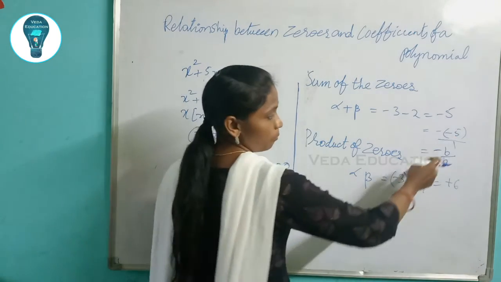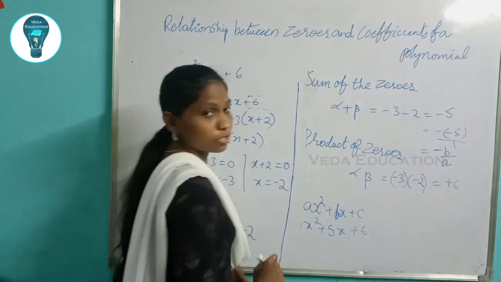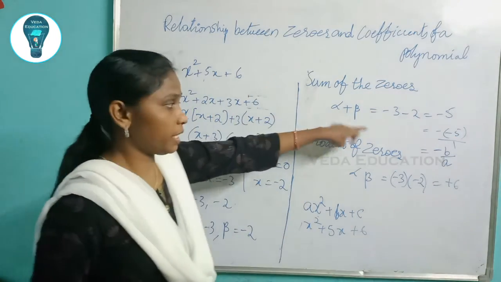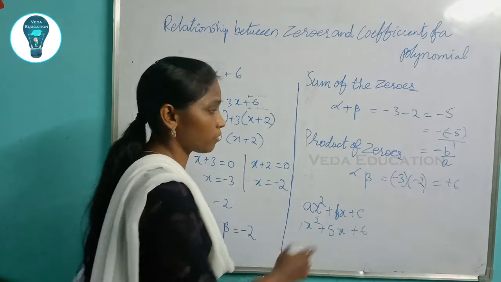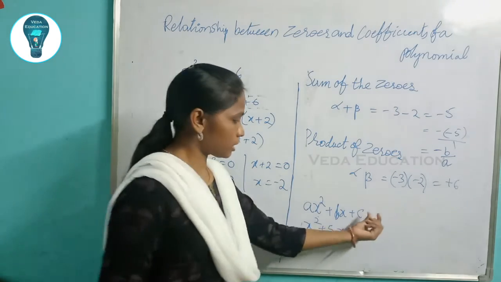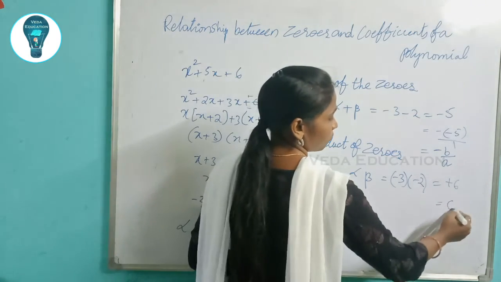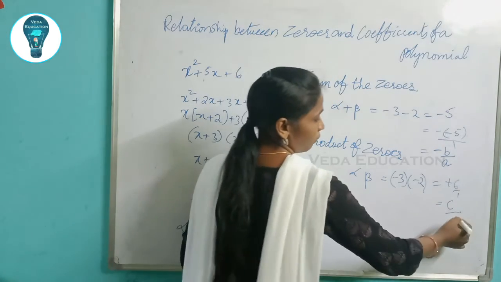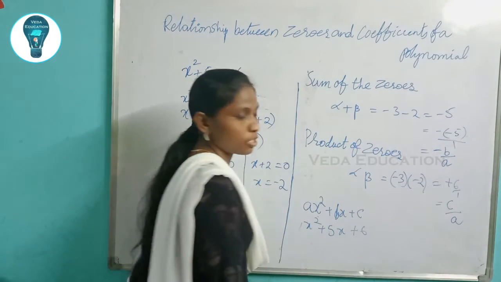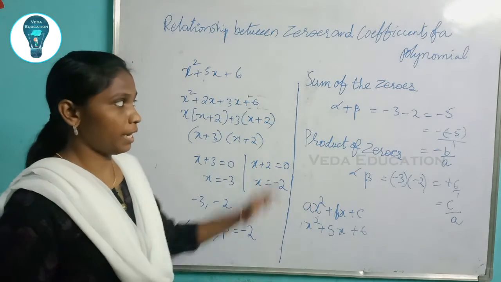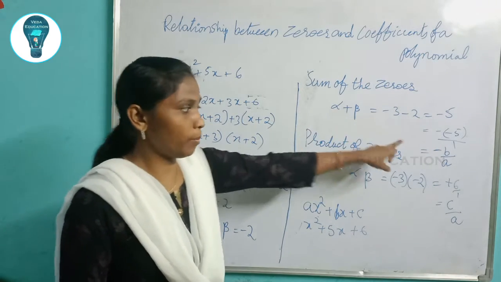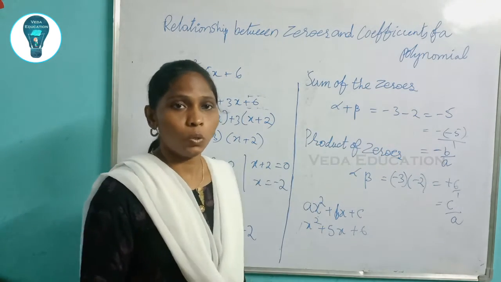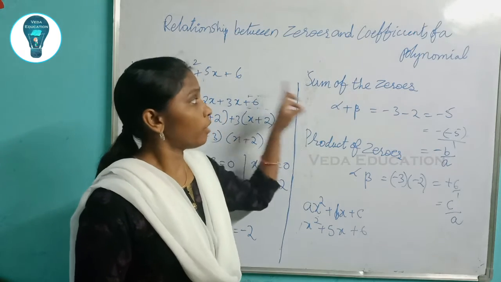Now minus b by a, that is the relation for the sum of the zeros: alpha plus beta is equal to minus b by a. Next, the product of zeros is 6. What is 6 here? It is c. And the denominator is not there, so you can consider 1, which is a. So the product of zeros is alpha beta equal to c by a, and the sum of zeros is alpha plus beta equal to minus b by a. These are the formulas. This is the relationship for a quadratic polynomial.